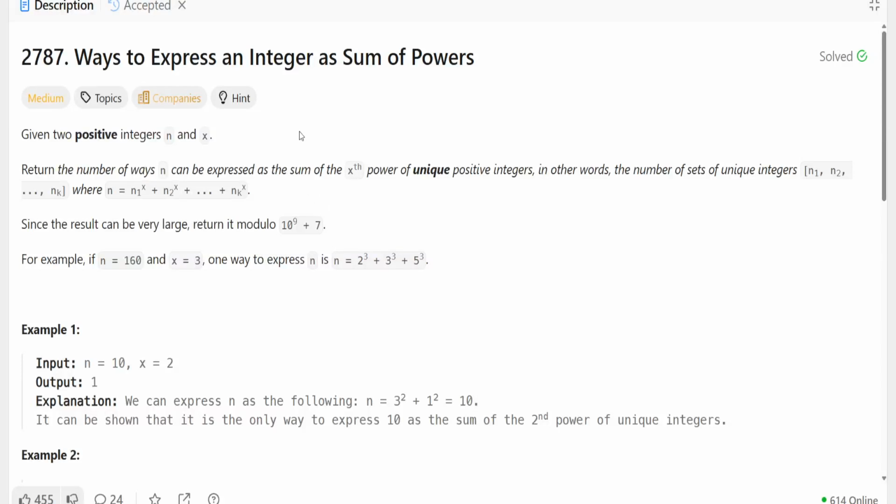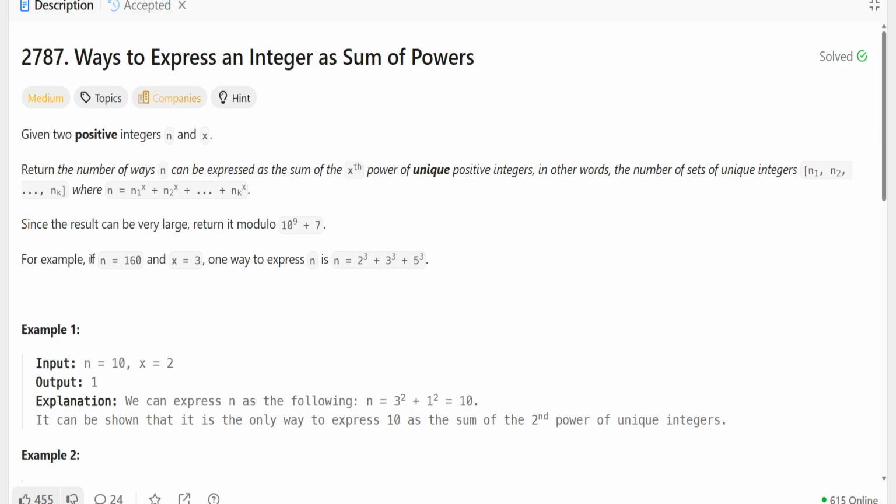Hello everyone, welcome back. In this video we are going to understand a very important question from LeetCode: ways to express an integer as a sum of powers. This is LeetCode problem 2787, and the question is very important because it is saying to return the number of ways n can be expressed as a sum of x.